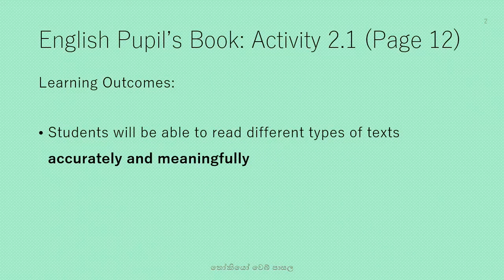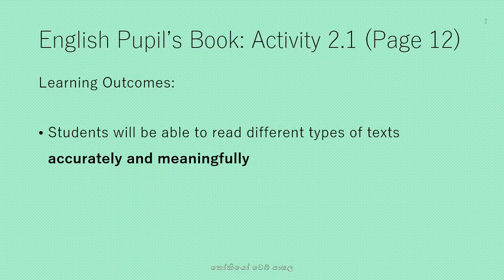As the first activity for today, we will be doing activity 2.1 in your English pupils book. It will be on page 12. So you may turn to page 12. As usual, let's see what the learning outcomes of this activity are.